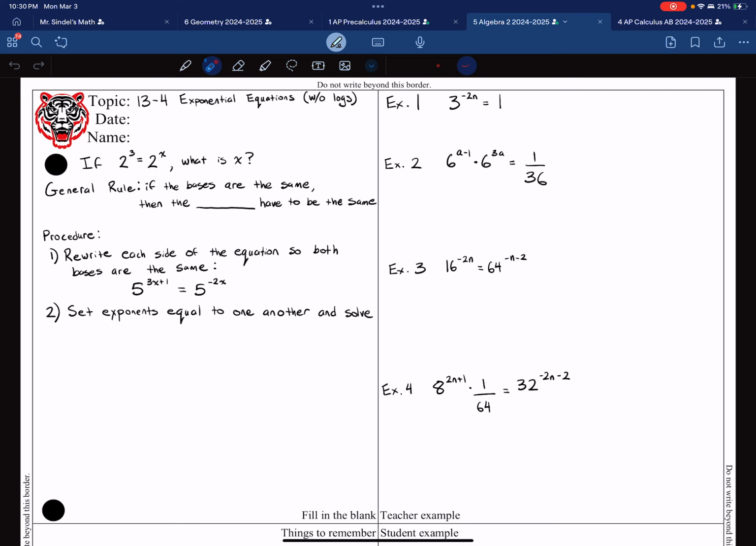This is Algebra 2, Lesson 13-4. We're doing exponential equations without logarithms.